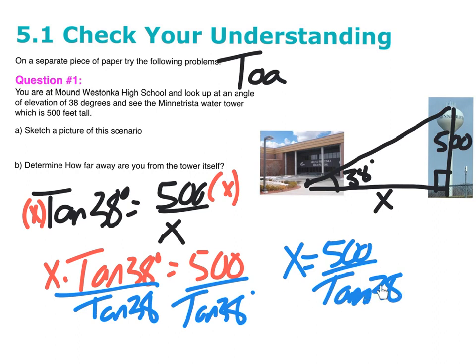I'm now just going to take this and crunch this in my calculator. Make sure you are in degree mode, though. It's going to be very important in this case. So when you hit the tangent of the 38 degrees in here and you're in degree mode, ultimately this is going to come out to give us a final answer of approximately 639.97 feet, or we could say around 640 feet would be your final answer.